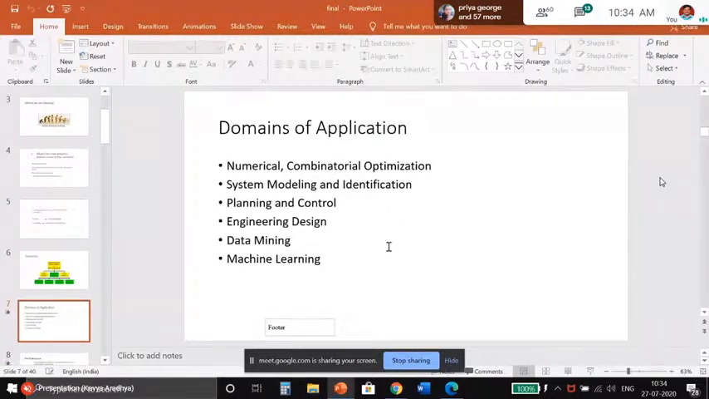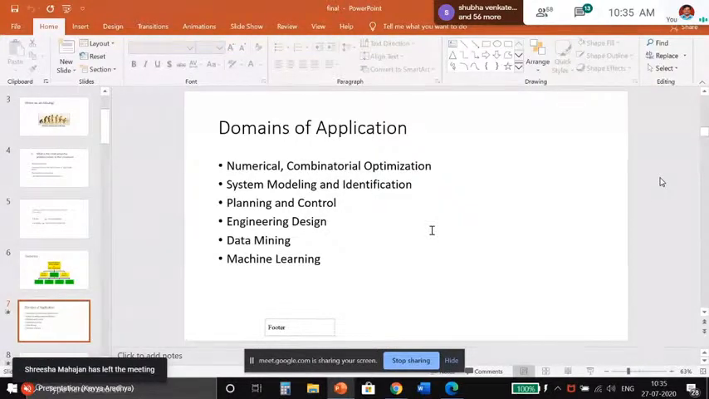Yes, ma'am. We are talking about different domains and applications of AI. So we see numerical combinatorial optimization as one, system modeling and identification as one bigger domain. Obviously, engineering design, and data mining and machine learning. You can see here in artificial intelligence.